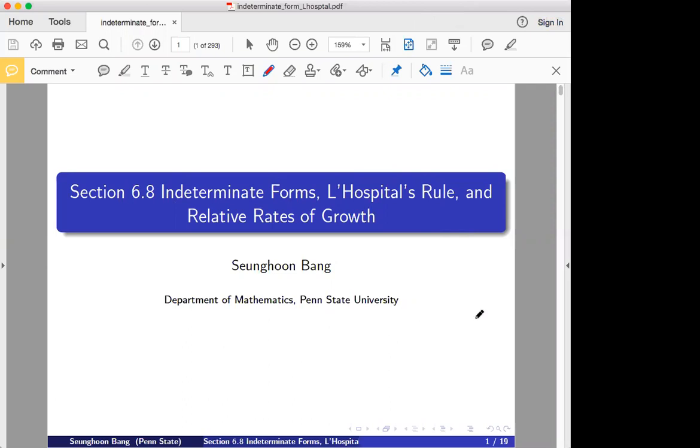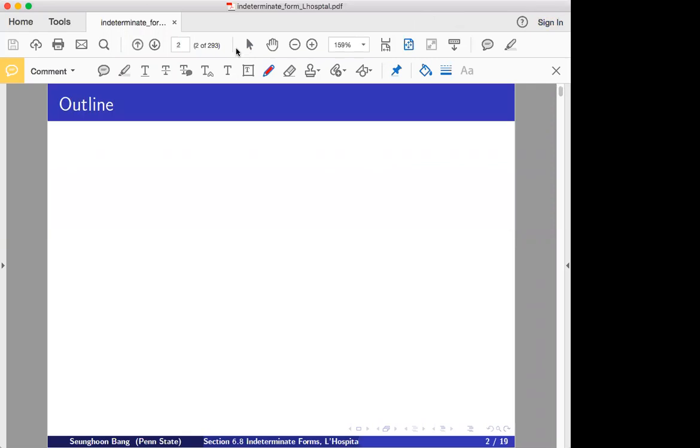Okay. Today I want to talk about section 6.8, indeterminate forms, L'Hopital's rule, and relative rates of growth. This is the outline. We think about 4 kinds of limit problems.